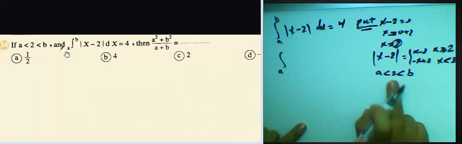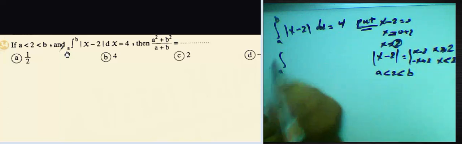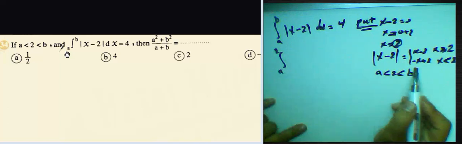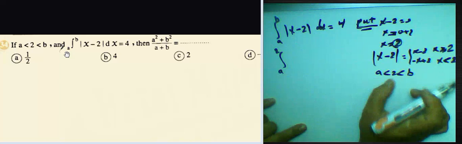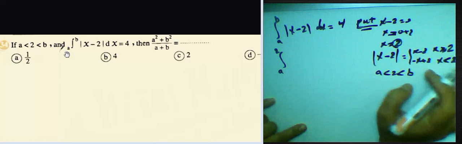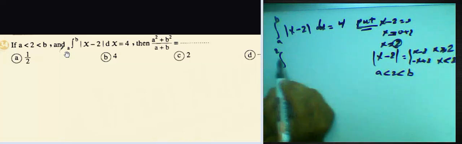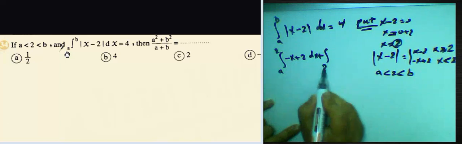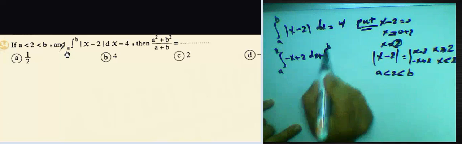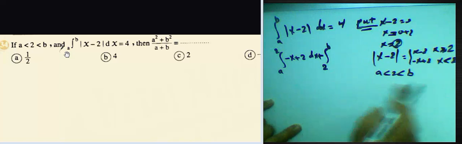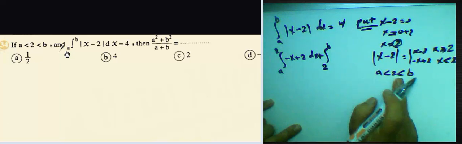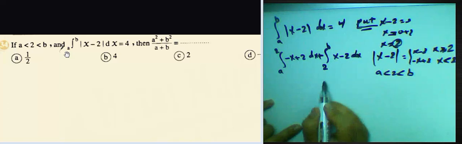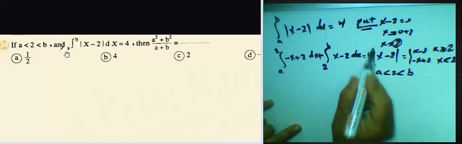Beginning a and b, and 2 in between. From a to 2 is the negative function, because x is less than 2 here, negative x plus 2. So the integral of negative x plus 2 dx, plus the interval from 2 to b. For x greater than 2, it will be x minus 2 dx. He gives us the result equal to 4.